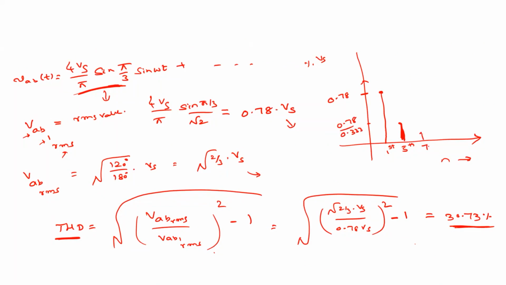Similarly, we have the seventh order harmonic, which is 0.78 by 7, that is 100 by 7. So this overall THD will be 30.73%. This is in terms of Vs. If we assume that the fundamental is 100%, then this is 33.3% and this is 100 by 7%. Both are the same, only the difference is the y-axis scale.